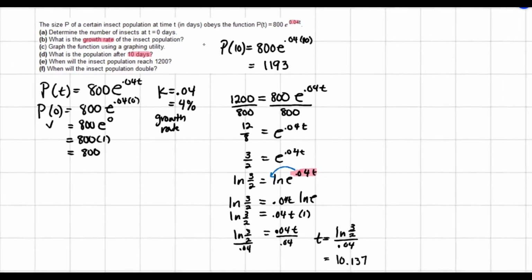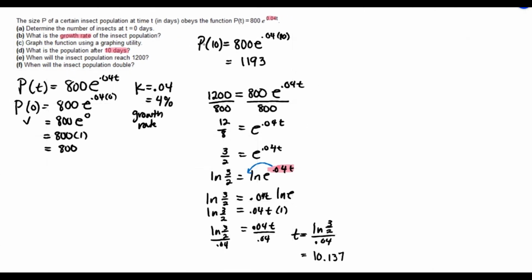When will the insect population double? So we're still looking for time on this part. We know we started off with an initial population of insects of 800. Double that 800 would get me to 1,600. So that's what I need to substitute into my equation: 1,600 for the P of t, population after time, equals 800 e to the 0.04 t.